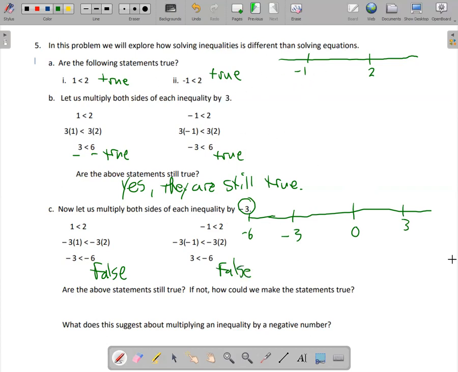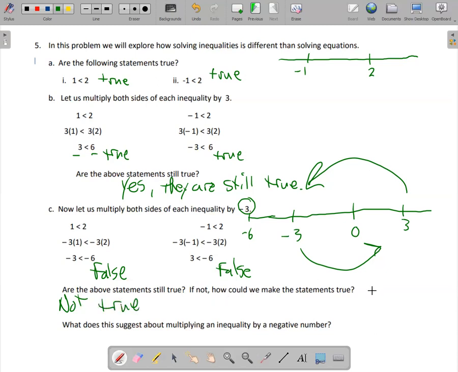Inequalities relate to the number line. When you multiply by a negative, you basically take what used to be on this side and you flip it over. You do a flip of the whole number line. And everything that was once to the right is now to the left, and it's backwards. So the moral of the story is anytime you multiply or divide by a negative number, you have to change the direction of the inequality because you just flipped the number line. So the above statements, are they still true? The answer is they are not true.